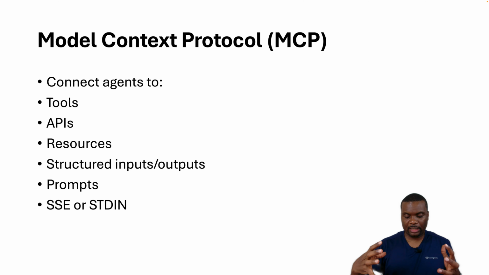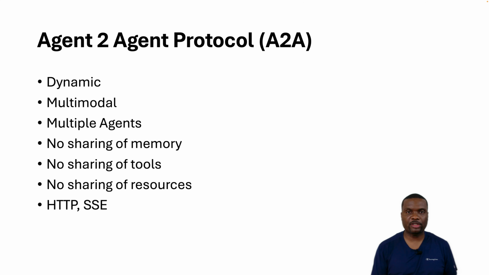And the input and the output is structured, and the communication transport is either through standard input and output if the server is local, or through SSE via HTTP or HTTPS if the server is remote and not on the same local machine. So that is the main gist around the Model Context Protocol, or MCP.